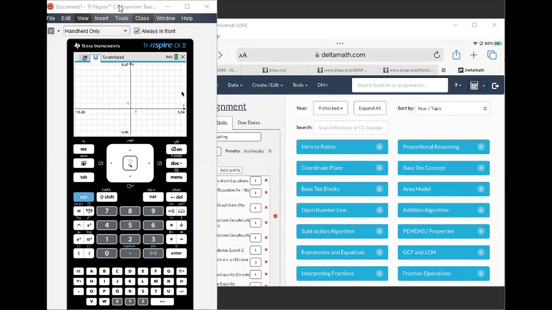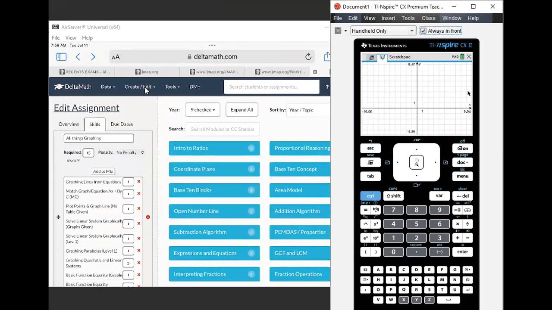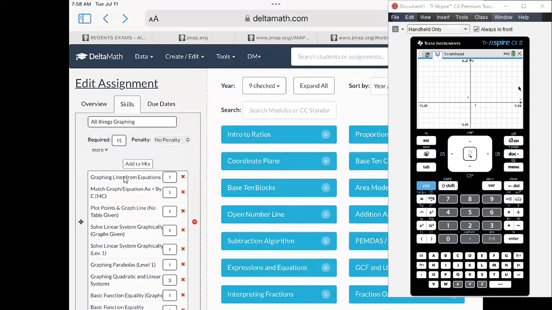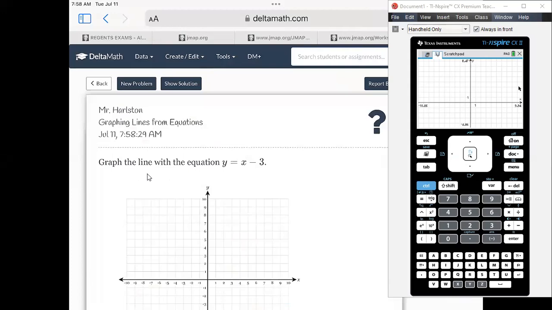I want to go over a few questions from the Delta Math assignment that I've given, and I'm just going to go through a few questions to try to show you what you should be doing with your calculator. So let me just jump into this.